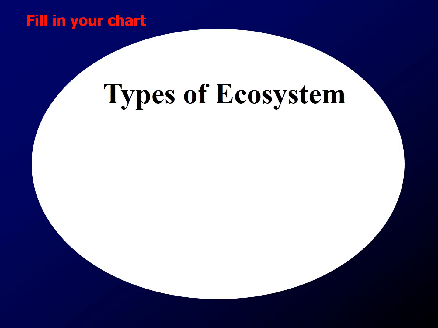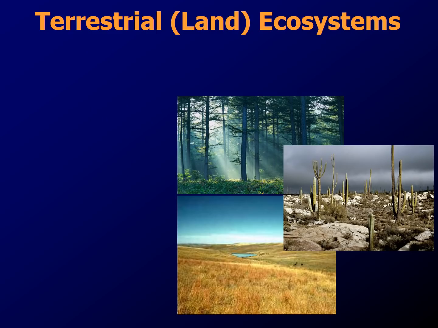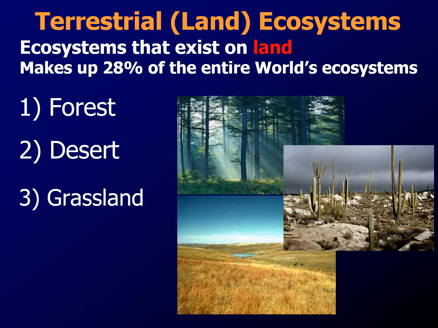There are two categories of ecosystems, terrestrial and aquatic. Fill this information in on your chart now. Terrestrial ecosystems are those ecosystems that exist on land, and they make up about 28% of the entire world's ecosystem. Some examples of terrestrial ecosystems are the forest, desert, grasslands, and tundra.